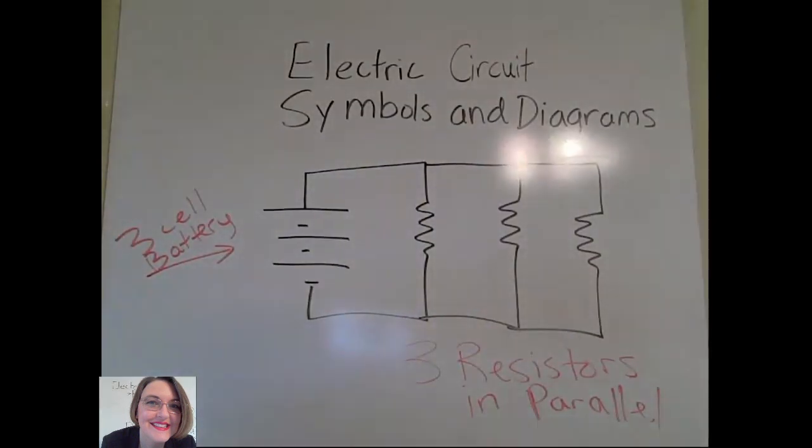Here's another way to draw a 3-cell battery hooked up to 3 lamps or 3 resistors. Again, we have the battery with the positive end being represented by the long line and the negative terminal being represented by the short line. And we have it hooked up to 1, 2, 3 resistors or 3 lamps, and these are going to be in what we call parallel, something that we'll study here in just a little while.